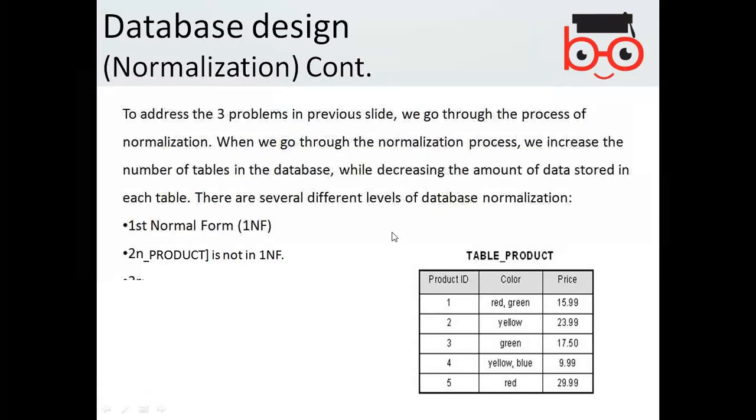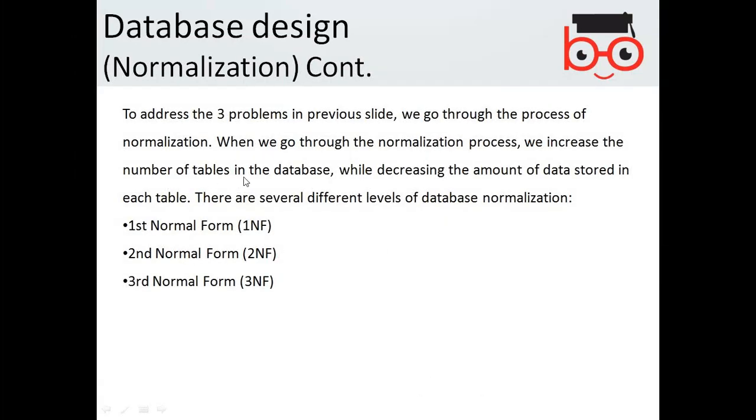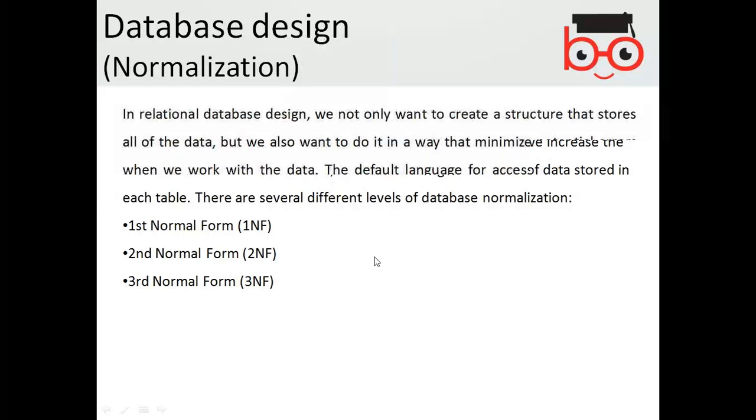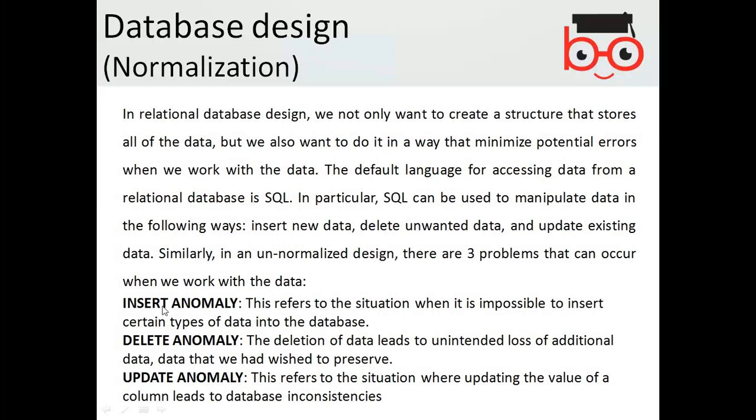So when you talk about normalization, you will need to create other tables, while decreasing the amount of data stored in each table. Some of the tables will be decreasing their information, and additional tables will be holding the new information in order to create the proper linkage between the tables, as well as they will be normalized. So if those tables are normalized, then these problems like the insert anomaly, the delete anomaly, and the update anomaly will be solved.